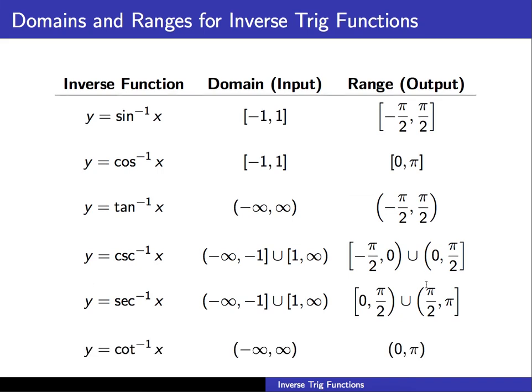And finally, cotangent, just like tangent, has an input of all real numbers, and our outputs are going to be between 0 and pi, non-inclusive because of vertical asymptotes for cotangent of 0 and the cotangent of pi. So that's why there are parentheses associated with those values for the range.